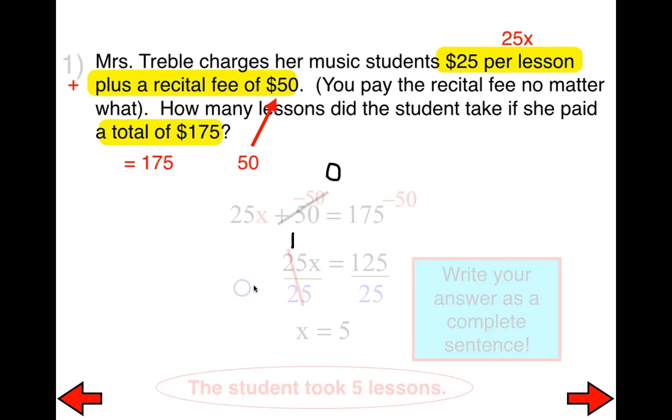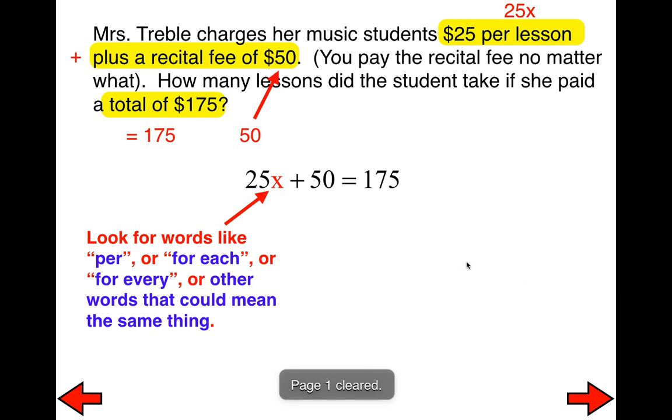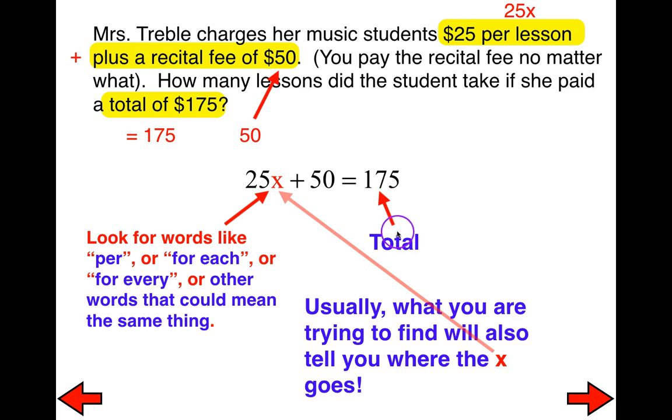So now let's go ahead and take a look at some of these terms. I notice I'm multiplying 25 times x because I'm looking for the words per, for each, for every, or other words that can mean that you're going to be multiplying, every single time. So now total is making me think of equals. It should equal that. And here, usually what we are trying to find will also tell you where the x goes. So keep that in mind.